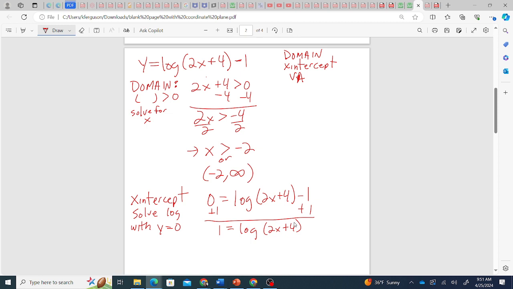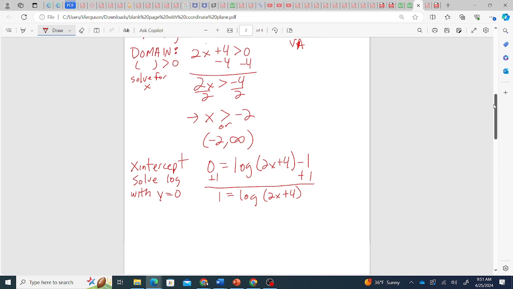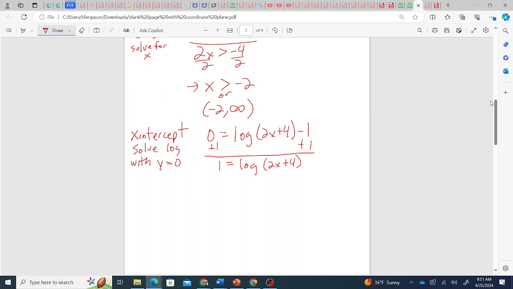All right, what's my base for that log? 10. How do we know it's 10? Because there's nothing there for the base, so your base is 10. Now I need to exponentiate, because exponentiating is going to cancel the log part off. So I have 10 to the first power equals 10 to the log of 2x plus 4 power. The log and the 10 cancel each other out. On the left side, I got 10 to the first power, which is 10. And then the 10 and the log cancel each other out, and I get 2x plus 4.